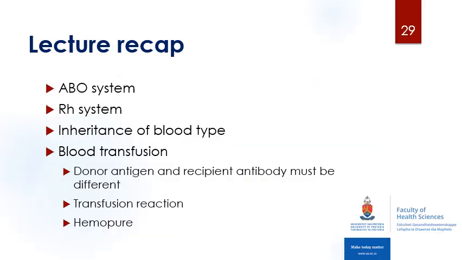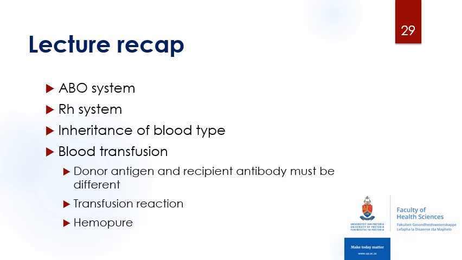So this concludes the lecture on blood groups. In this lecture, we learned about the ABO system, which has 4 different blood types: A, B, AB, and O. We learned about the rhesus factor system that has rhesus factor positive and rhesus factor negative. We also learned about the inheritance of blood types. So we learned about the different dominant phenotypes and recessive phenotypes.